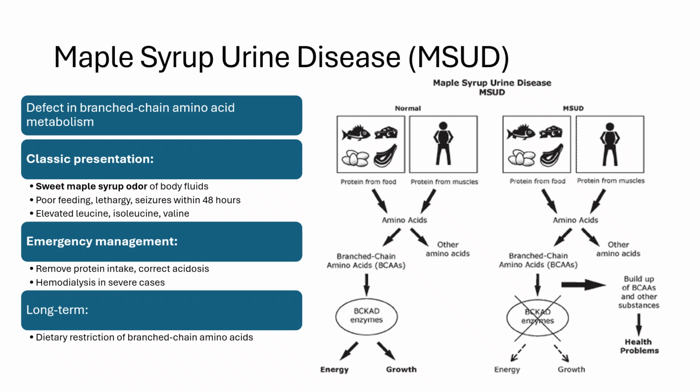Emergency management focuses on stopping the toxic cascade. Remove all protein immediately. Switch to protein-free formula or glucose polymers. Correct the metabolic acidosis aggressively with bicarbonate.